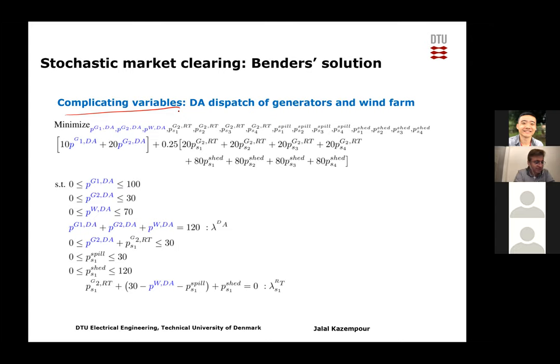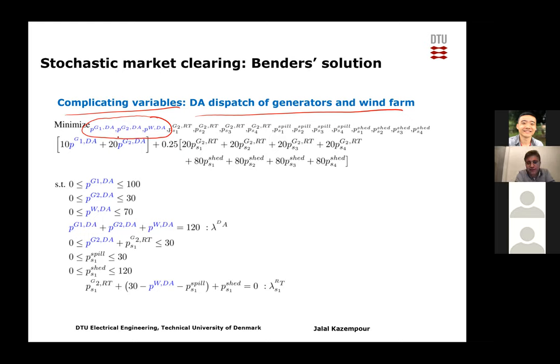As we saw, the first stage variables are complicating variables. So the day-ahead dispatch of generators and wind farm are our three complicating variables. So the blue variables, the day-ahead variables, are our complicating variables. We need to fix them.